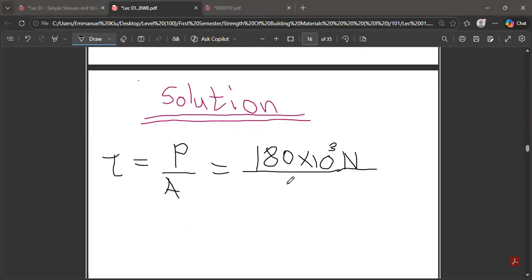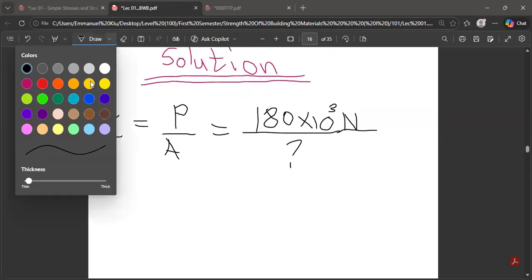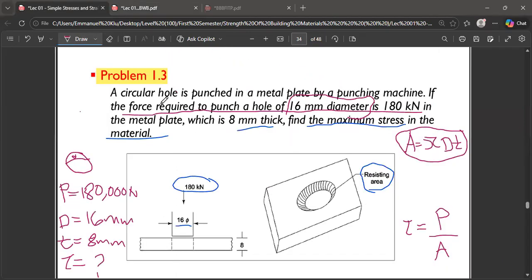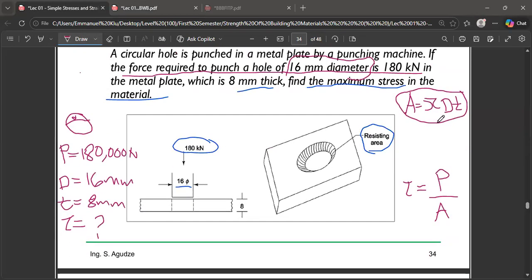All over the area, which is unknown. So in this case, we now have to calculate the area. As part of analyzing the question, you realize that we already solved the stress some time ago, so the answer is already known. This is what we are going to use to calculate our area.